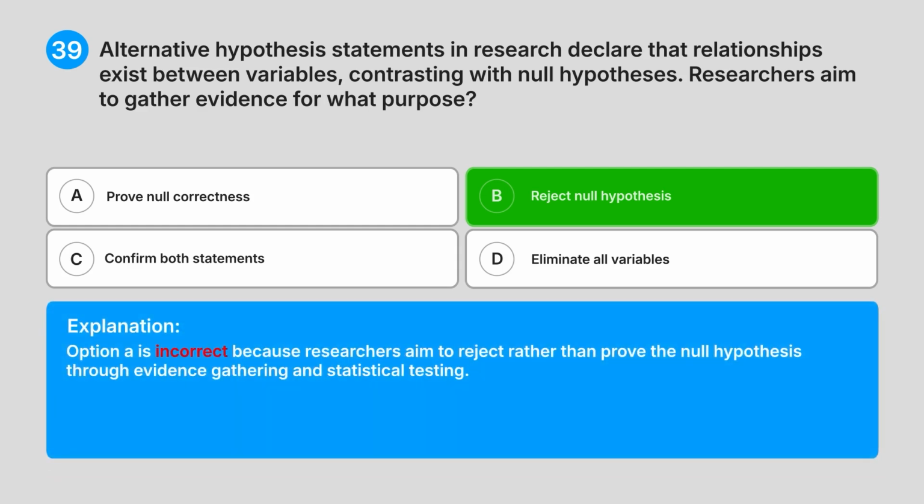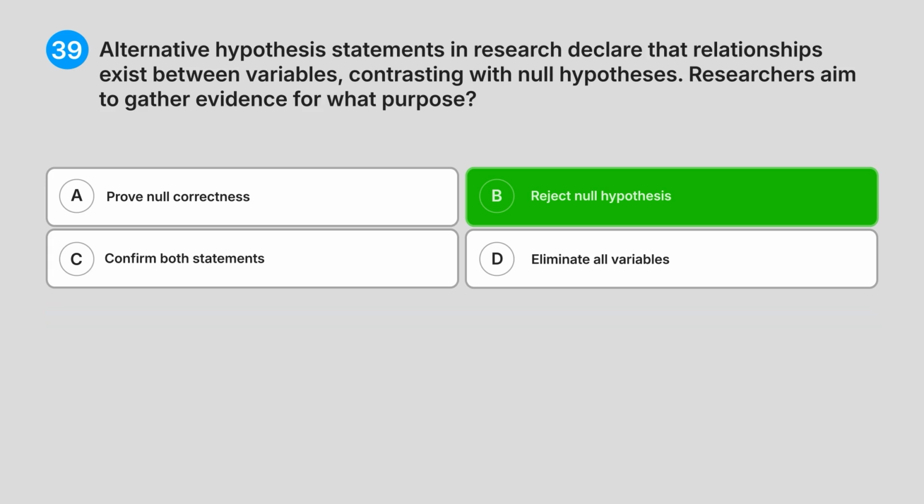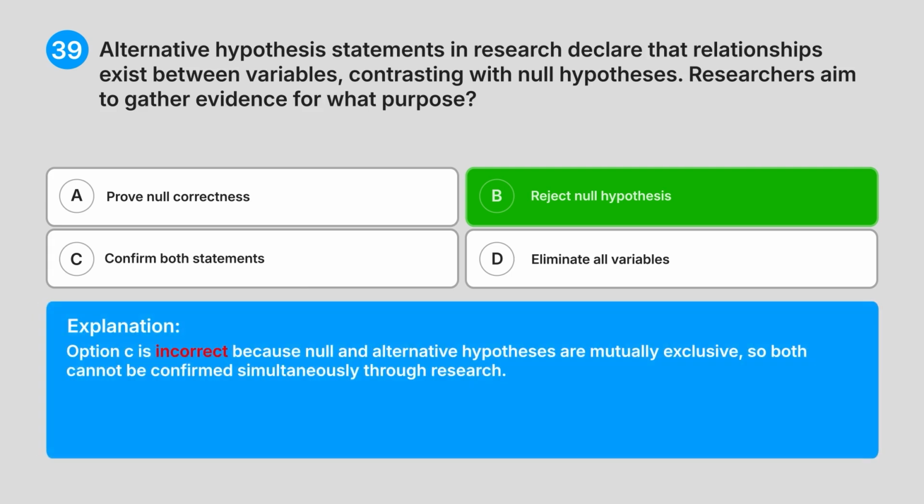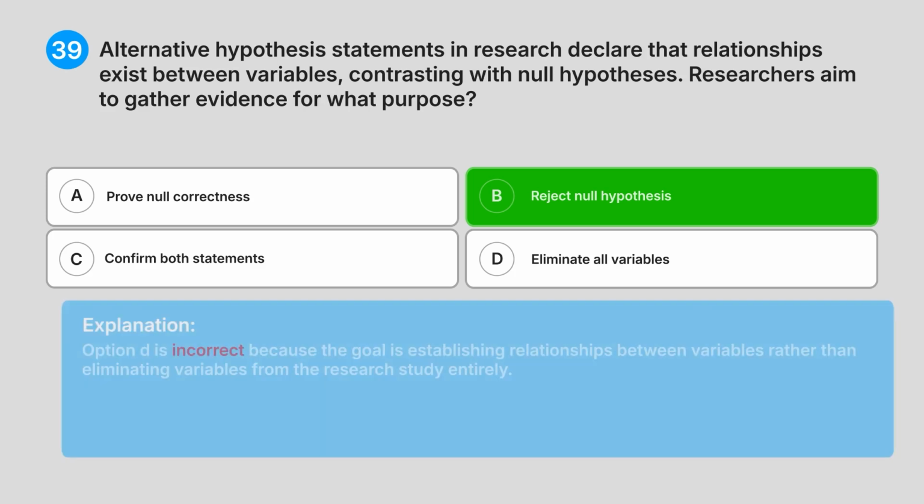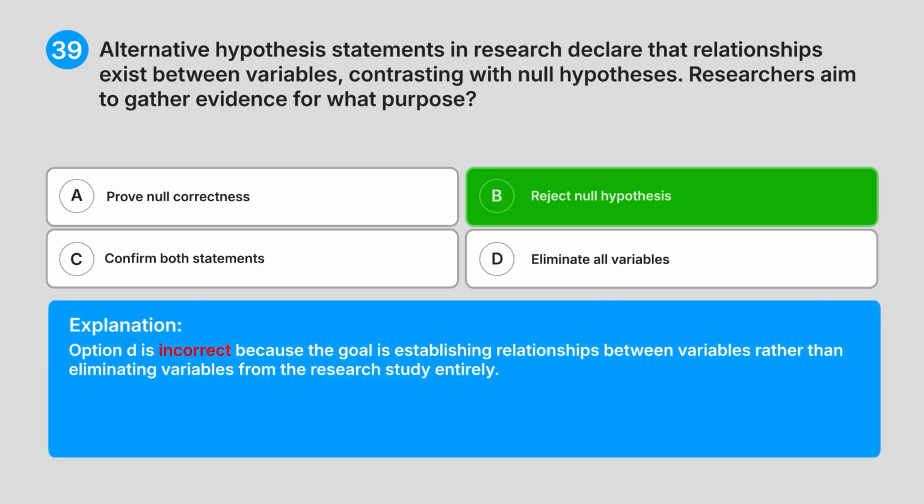Option A is incorrect because researchers aim to reject rather than prove the null hypothesis through evidence gathering and statistical testing. Option C is incorrect because null and alternative hypotheses are mutually exclusive, so both cannot be confirmed simultaneously through research. Option D is incorrect because the goal is establishing relationships between variables rather than eliminating variables from the research study entirely.